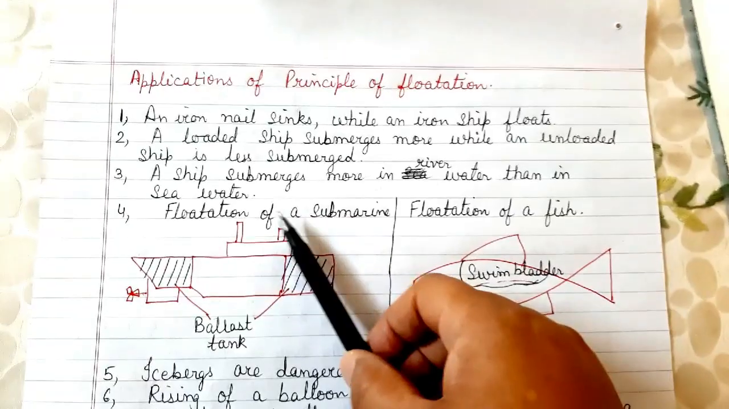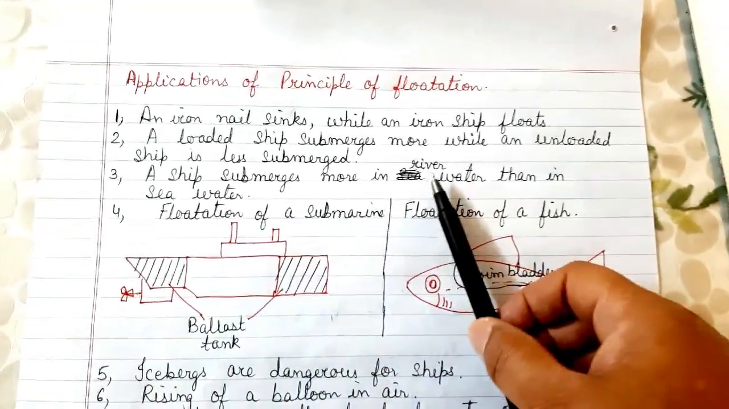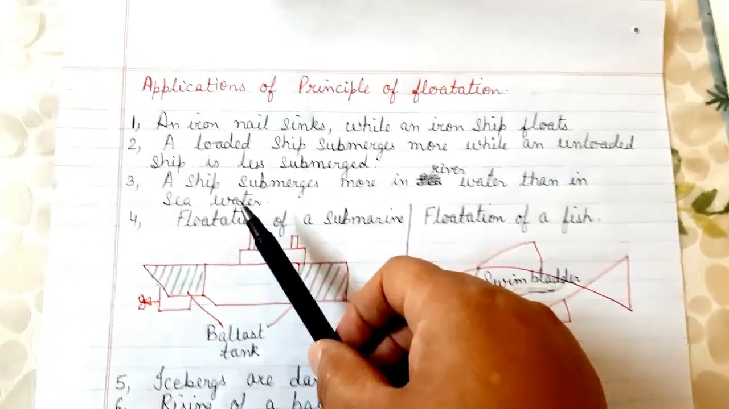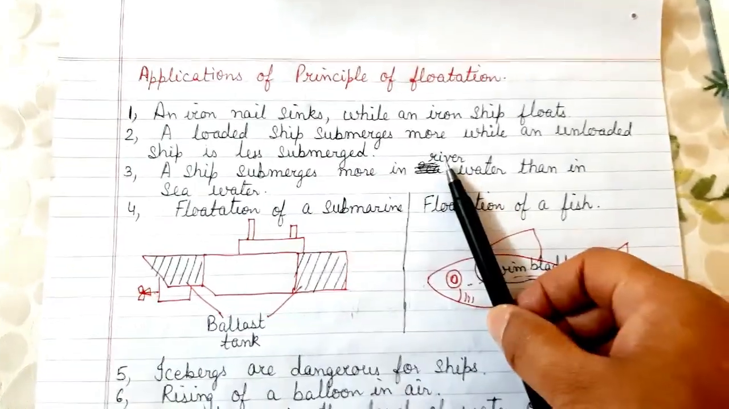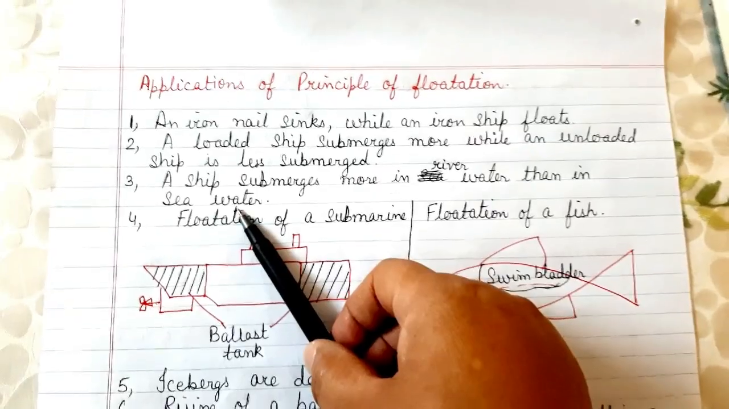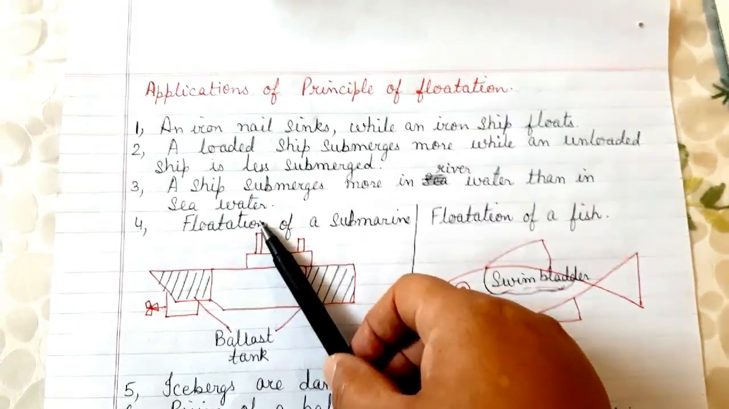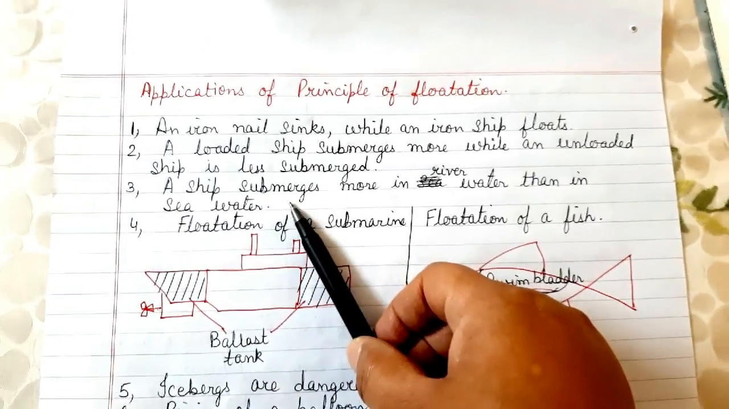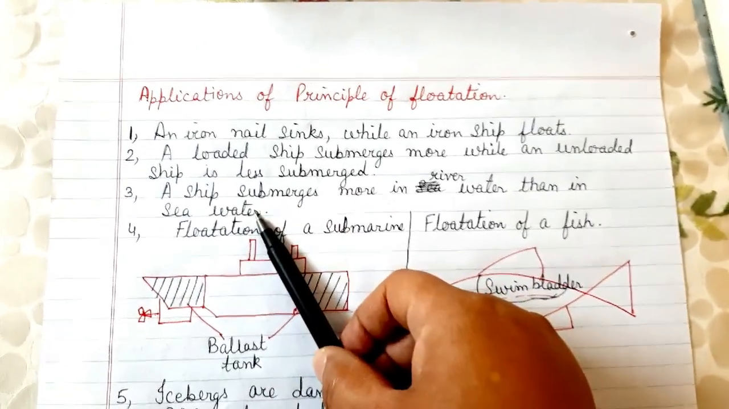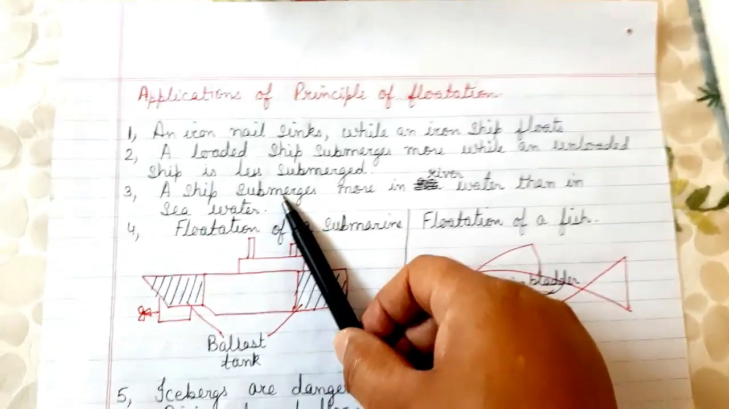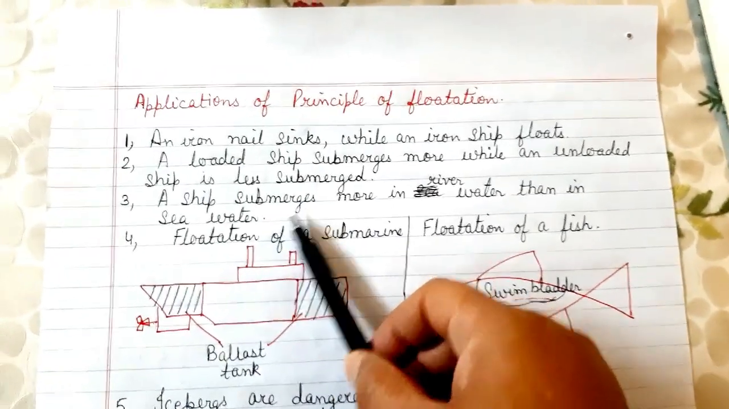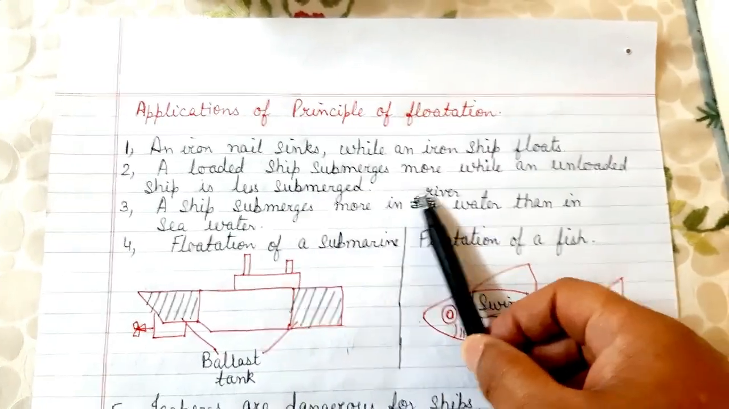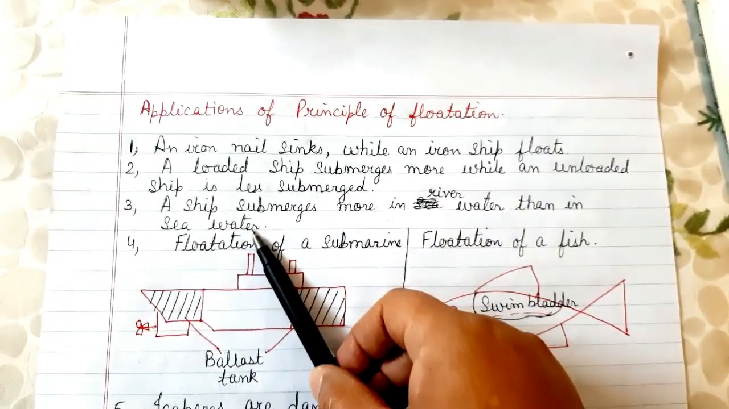Now look at the third one. A ship submerges more in river water than in sea water. We all know that sea water has a greater density than river water. Why so? Because sea water has dissolved salts in it. So if you remember, I told you, greater the density of the liquid, greater will be the upthrust. So in sea water, the upthrust acting on the ship is more. Therefore, it submerges less in sea water and more in river water, because in sea water there is greater upthrust.